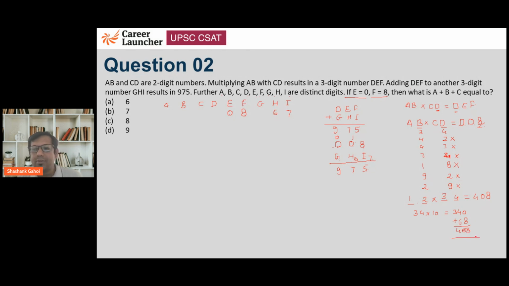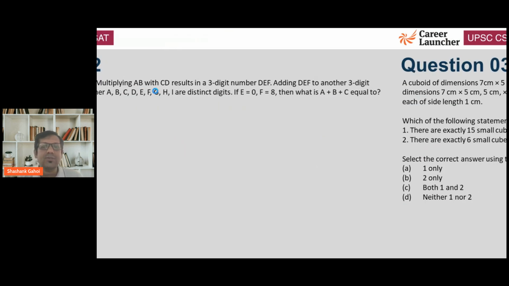So this gives me every value nicely. This is going to be 1, this is going to be 3, and the question is asking for the value of A plus B plus C. So 1 plus 2 plus 3 is going to be 6, and that's the answer of this question. That's how we are going to approach this question. More or less we are going to eliminate all the possible combinations and proceed accordingly. Okay, now let's move on to the next one.